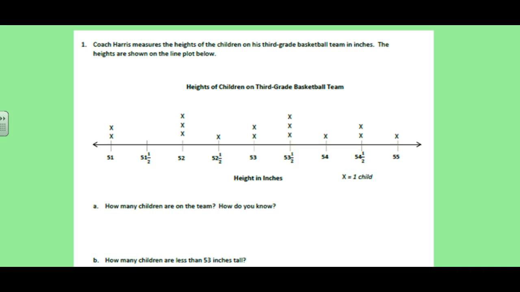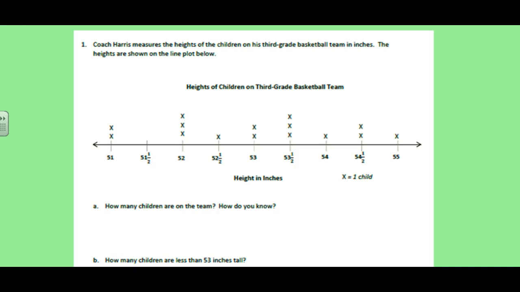So for this line plot, it says up at number 1, Coach Harris measures the heights of the children on his 3rd grade basketball team in inches. The heights are shown on the line plot below. So you see that the title for the line plot is Heights of Children on the 3rd grade basketball team. The label underneath all of the numbers on the line plot says height in inches. And then we see that an X on the line plot represents one child. So we're working with the bigger numbers because heights of 3rd graders are not going to be in the single digits. They're going to be probably in the 40s or 50s.